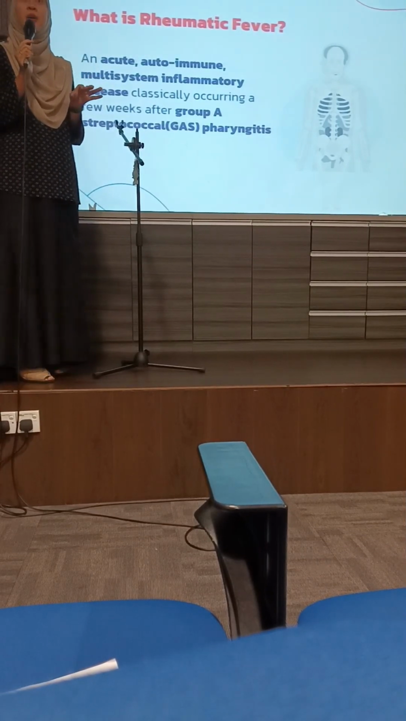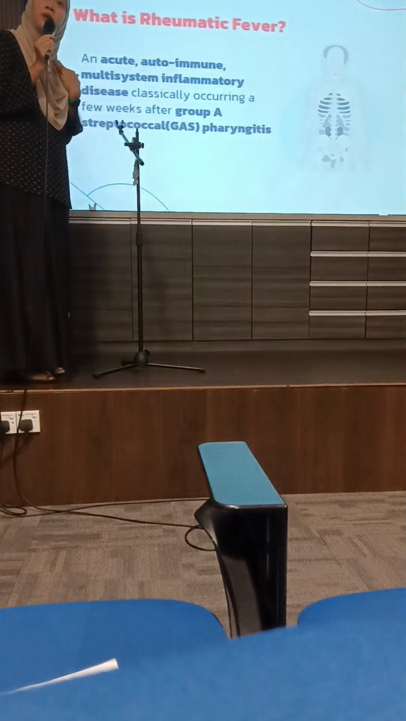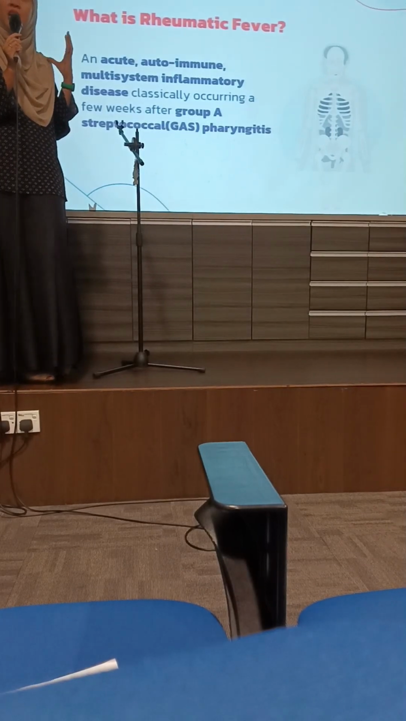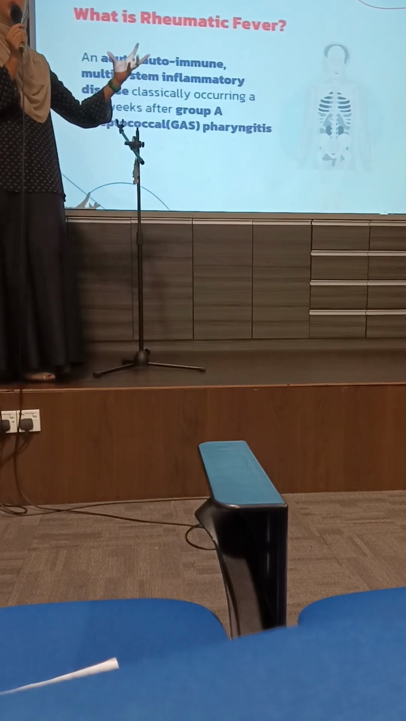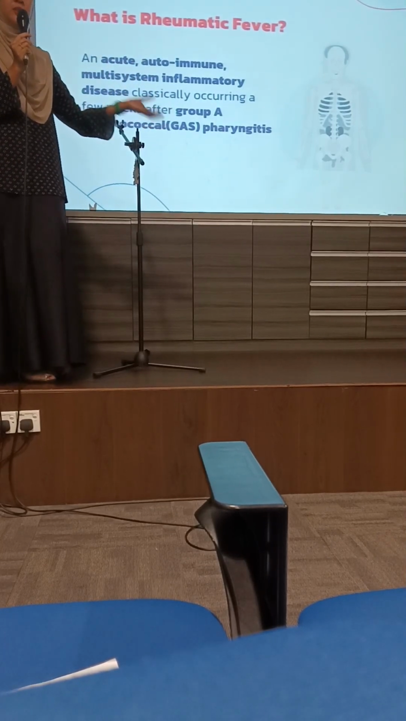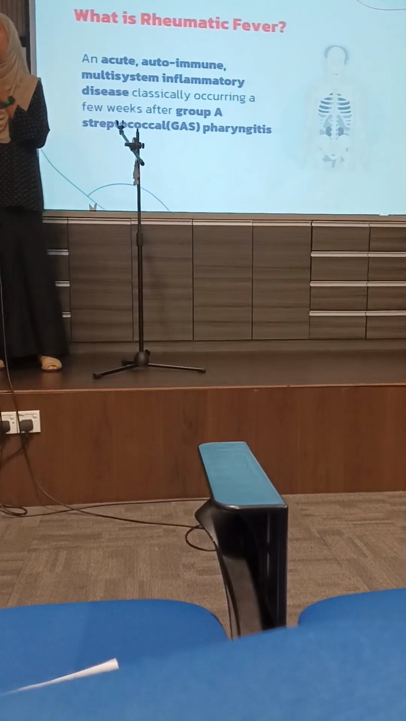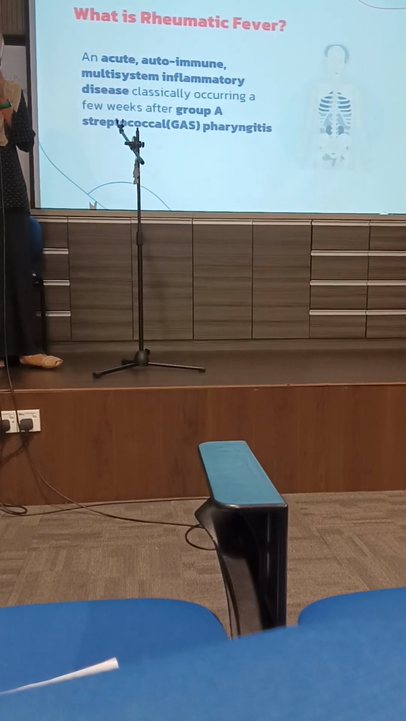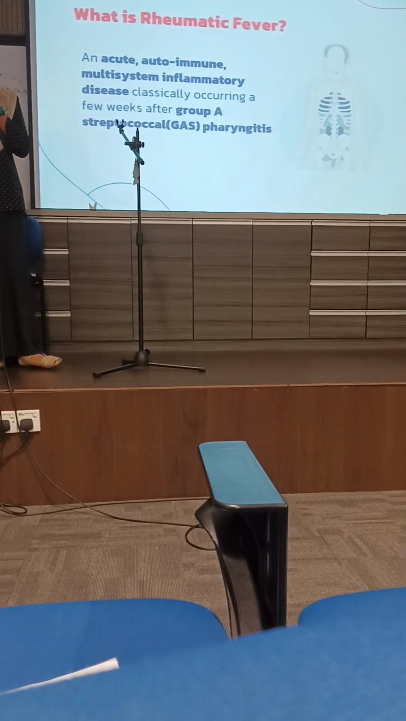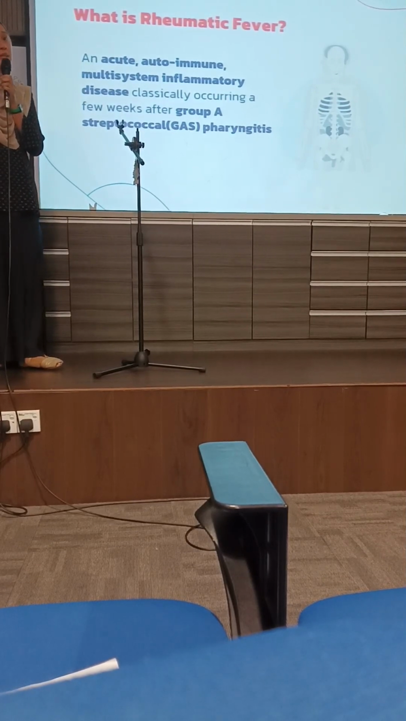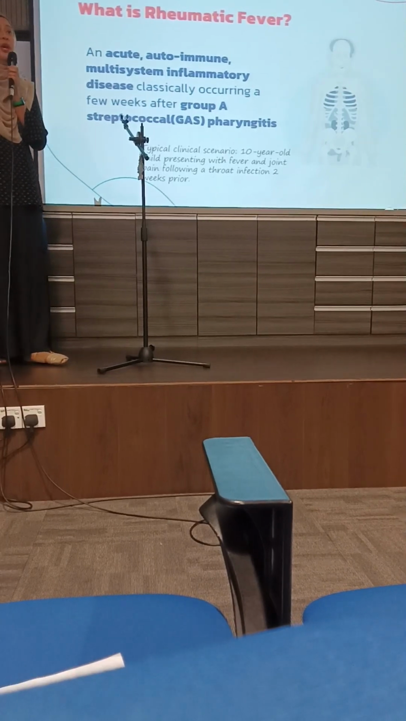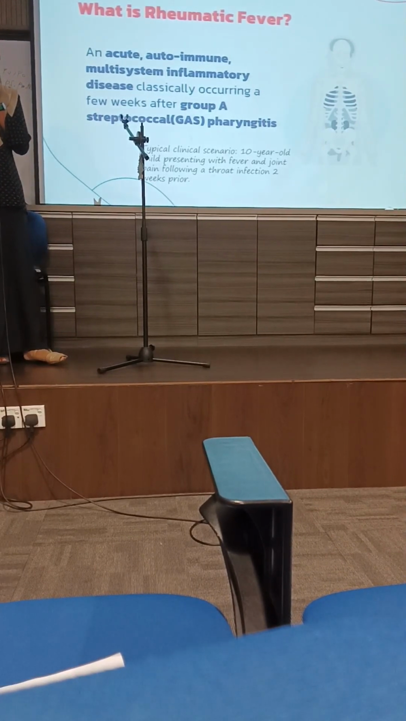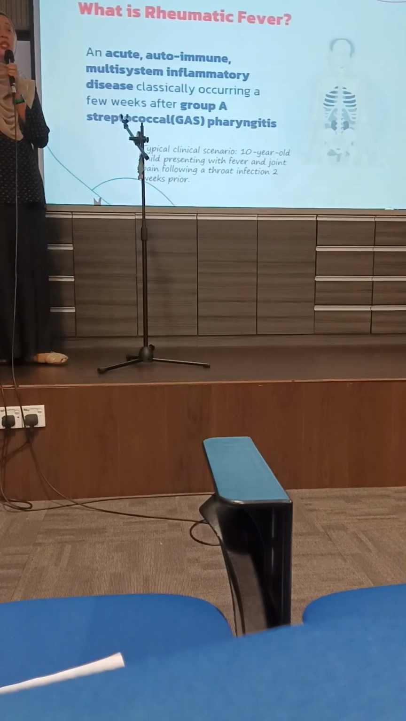But the reason why I'm talking about it in cardiovascular system is because it affects the heart quite a bit, and it can go on to cause chronic problems in the heart. So acute rheumatic fever is an acute autoimmune multi-system inflammatory disease. So it's not just the joints and the heart, it can also affect the brain, your skin, your subcutaneous tissue. So it's multi-system.